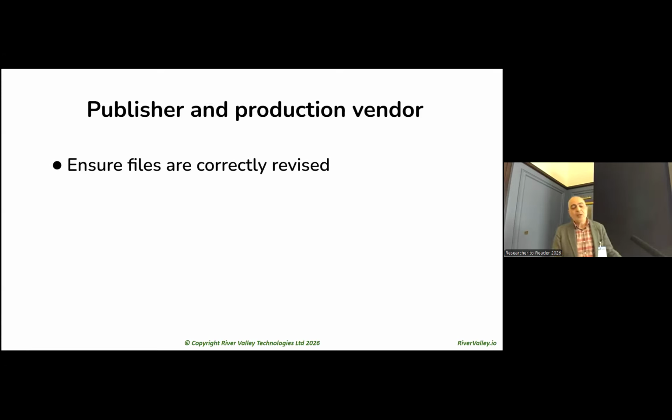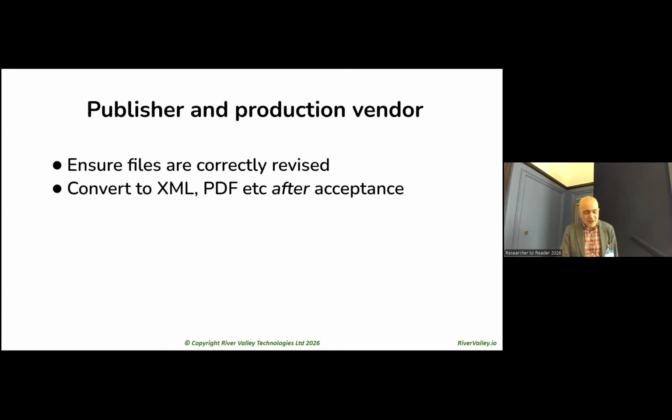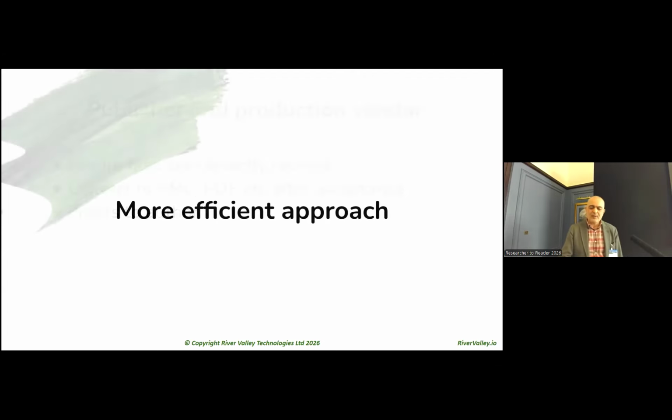When it comes to the publisher and the final production, when they're creating the final publication, you have to make sure that the revisions are correct. For example, that something that wasn't supposed to go in the revision hasn't gone in. And right at the end, after acceptance, the conversion to XML, PDF, etc., begins afresh. So these are the sort of pain points that I see. And proofs have to go to the author and come back from the author. It's a tedious process.